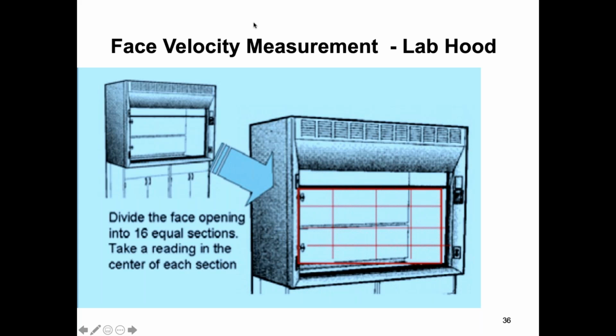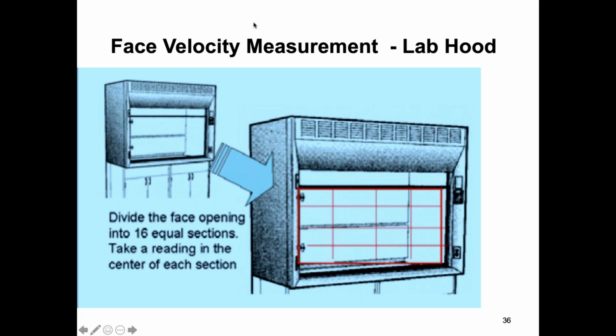So if I measure that hood face here, I'm going to get a different velocity than if I measure it here, or here, or here. So we need an average. What you do is you break this up, like I'll break this up into 2 rows and 4 columns. So I have 8 boxes here, right? If this were 4 foot by 2 foot, all these boxes would be 1 foot square. It doesn't have to be that way, but that's one way you might break it up.